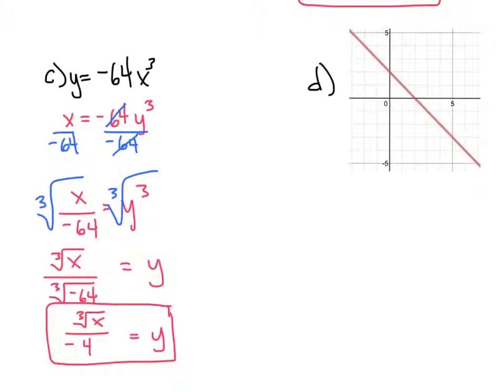Okay, for D, I want to come up with an inverse relation, but I don't even know what the relation is first. So I'm going to have to write an equation based on this graph. So I look at it. Its parent function is linear because, well, it's a line. So for linear functions, I know I just need y equals mx plus b, right? So y equals mx plus b.